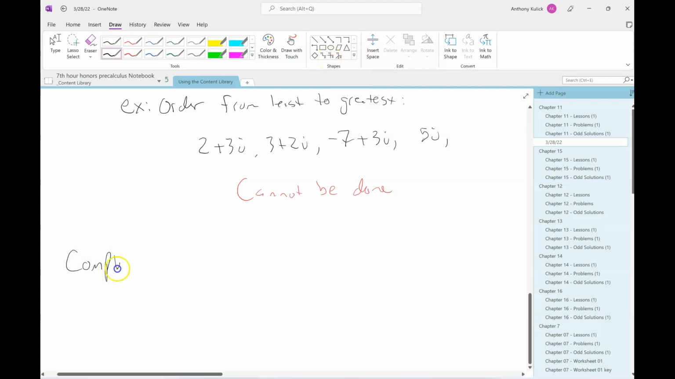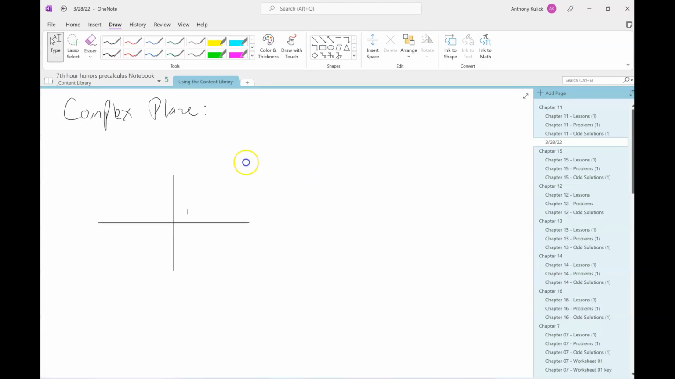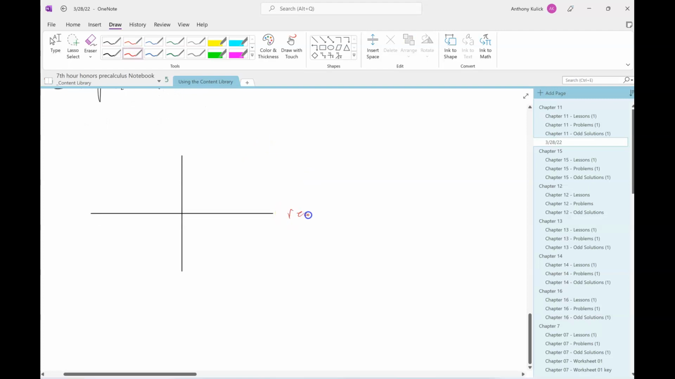Well, it turns out we need a two-dimensional way of placing these numbers. That two-dimensional system is called the complex plane. So the horizontal axis we call the real axis. The vertical axis we call the imaginary axis.